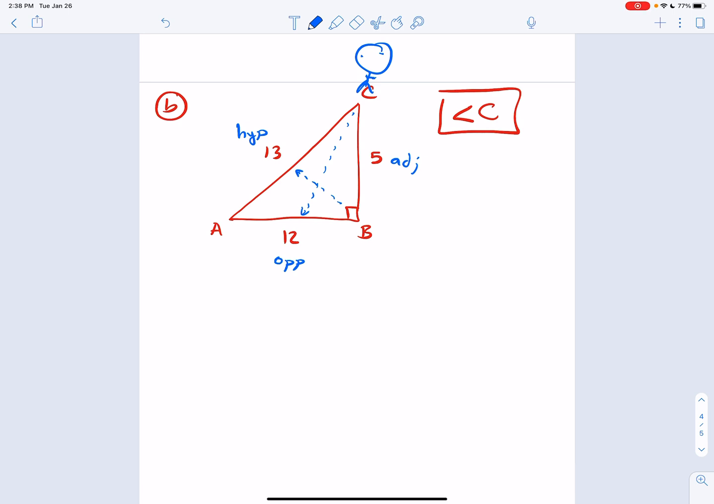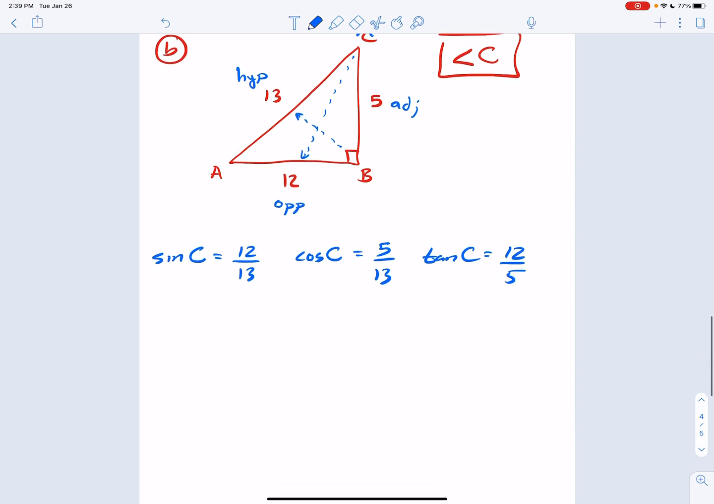Okay, so I know that sine of C is opposite over hypotenuse, which is 12 over 13. Cosine of C is adjacent over hypotenuse, CAH, so that'll be 5 over 13. And tangent of C would be opposite over adjacent, TOA, 12 over 5.